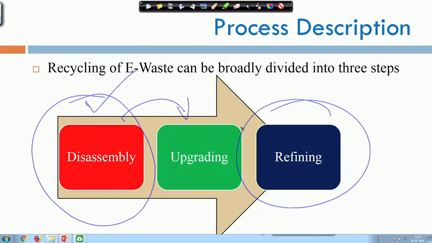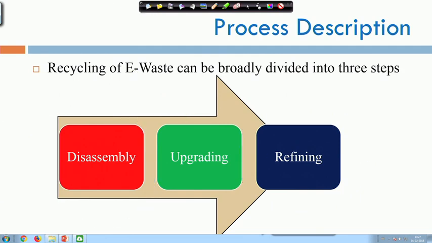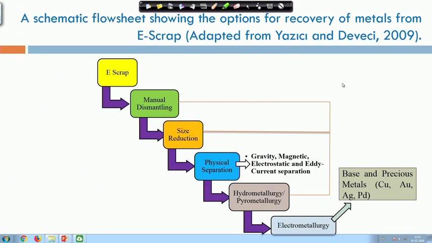So disassembly is done, then you can do some upgrading as well, and refining. But ultimately what we are trying to do is disassemble, then put the metals and other material in that particular market. Then the circuit board, which is the core, you try to use to refine, and basically it is a refinery. It will be an e-waste refinery, and then you get the material out from there.